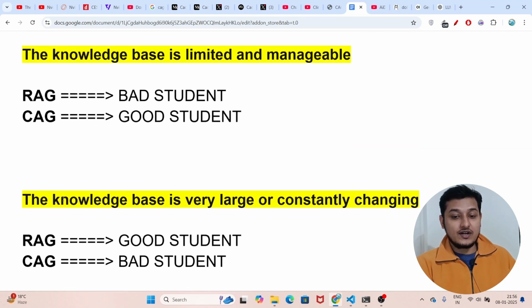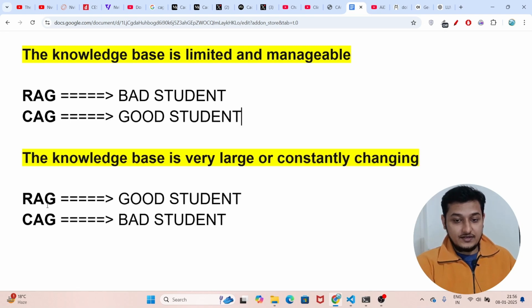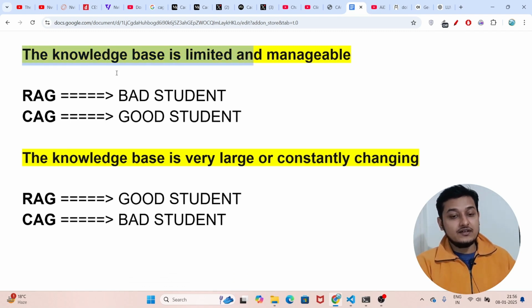Here you see what I have written. I have written: if the knowledge base is limited and manageable, then CAG is a good student. But if the knowledge base is very large or constantly changing.